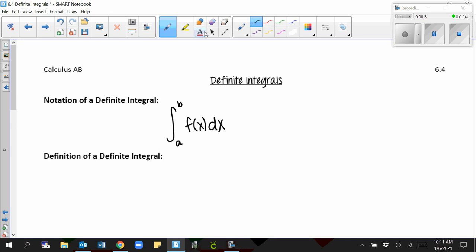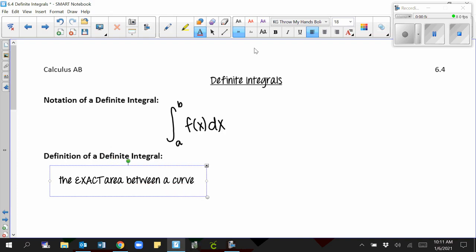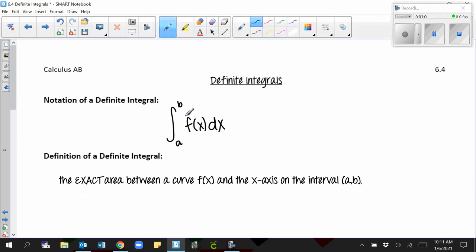So our definition that we are going to use here, so an integral, let's make that text a little smaller, is the exact area between a curve, say f of x, so whatever that function is, and the x-axis on the interval a to b, which you'll notice are the same letters that we have in our notation for a definite integral. So our integral is the exact area.